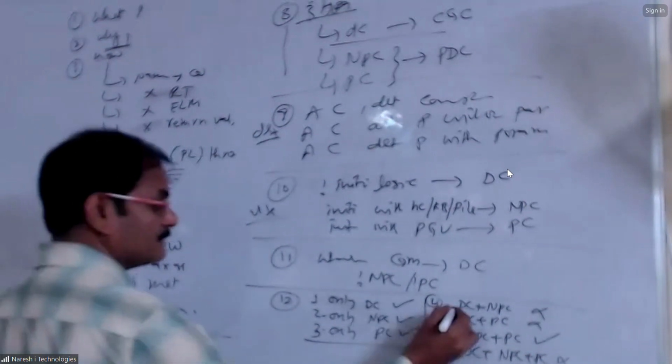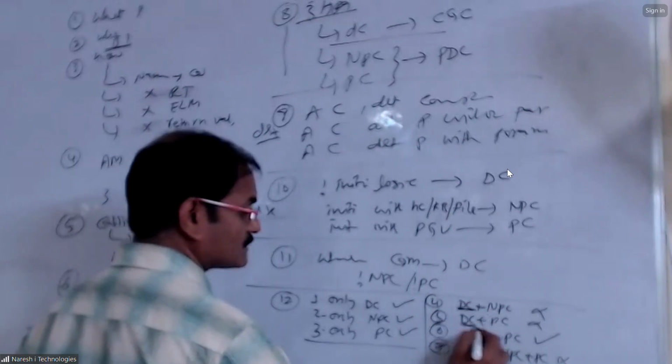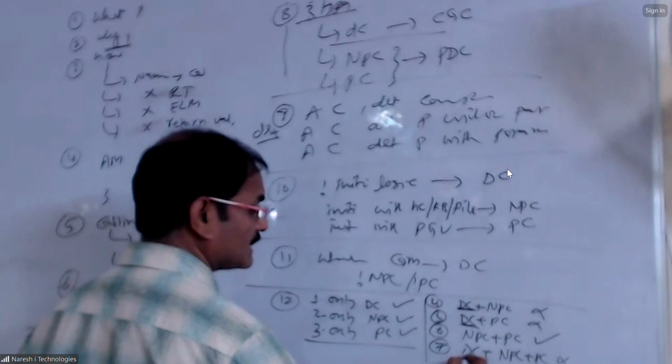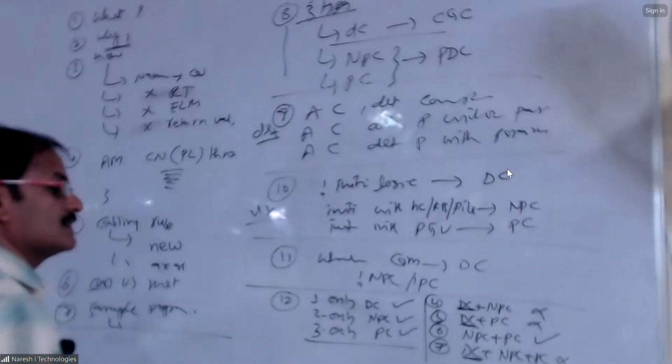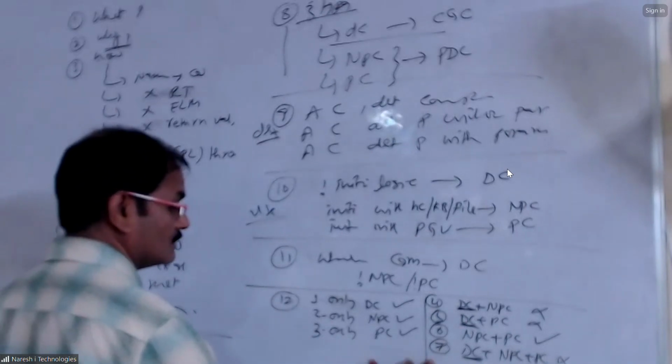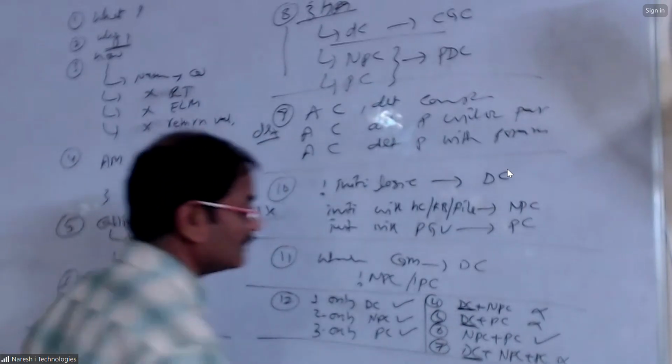Why? If a default constructor is there, it means we don't have other constructors. If other constructors are there, the compiler will not place a default constructor. So these are the cases we have to understand.